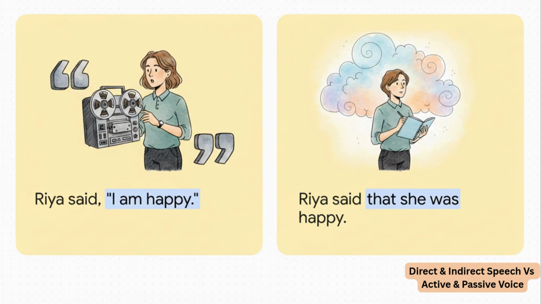Ria said, "I am happy." In this scenario, you're basically acting as a human tape recorder, repeating her exact words, complete with quotation marks. But on the right side, Ria said that she was happy. You've absorbed the information and you're now summarizing it from your own perspective. Notice how those quotation marks just disappear?